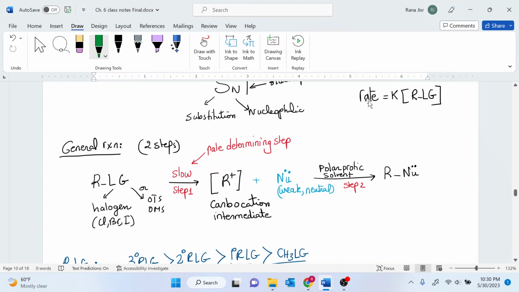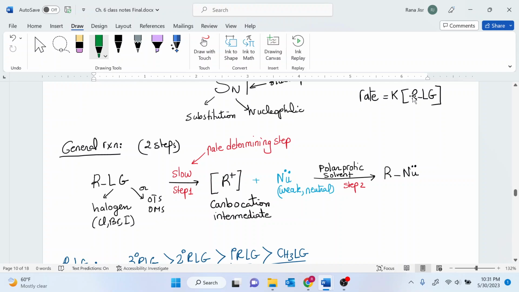And the slowest step in the reaction is always the step where you're not forming your product. The step that you form your product is a fast step. So the second step here is a fast step. But the first step when you're forming the intermediate is a slow step. So it's this step that determines the rate of the reaction.